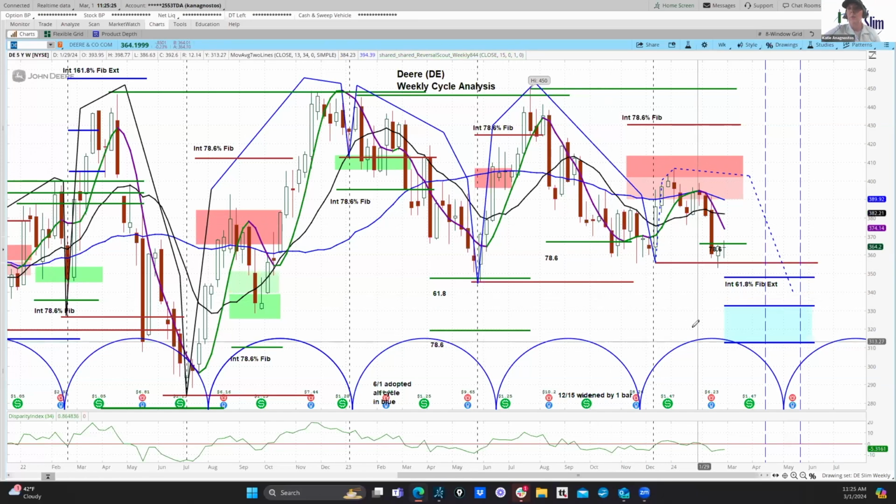Okay, so let's start by taking a look at the weekly chart of DEER. On the bottom here, we have a 23-week cycle bracket with a weekly cycle timing window that's coming up between April 15th and May 24th.